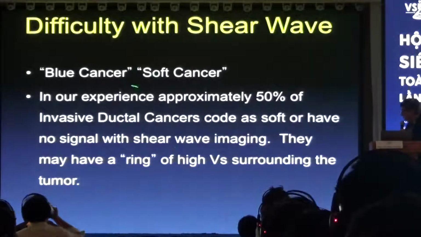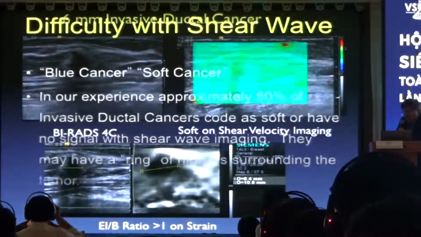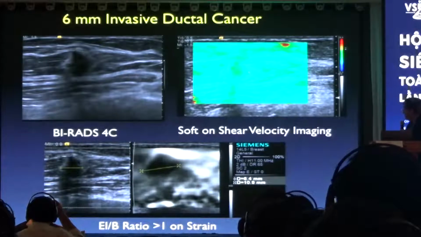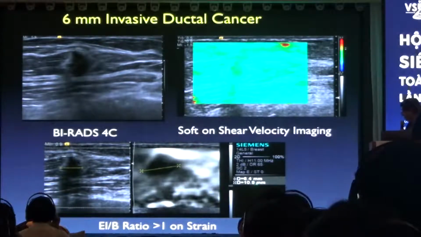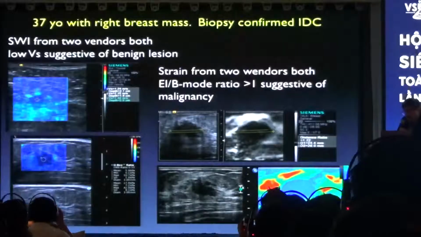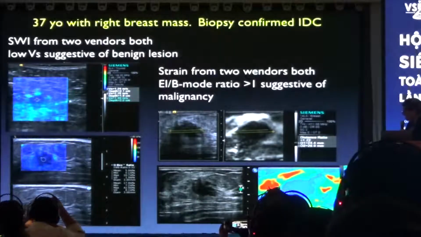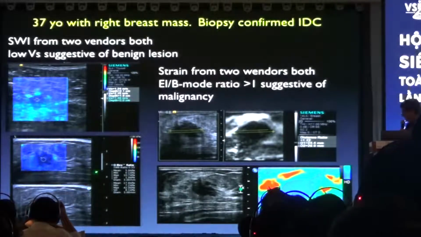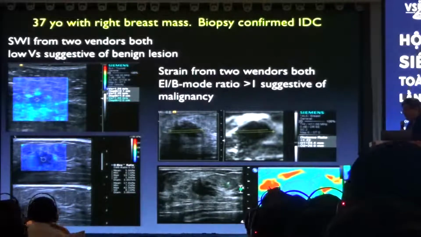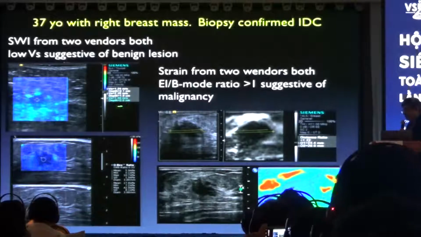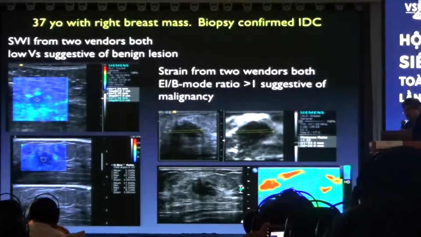And you may see a ring around the lesion, which is a clue. But here's an example, an invasive ductal cancer. It's soft on shear wave, but it's obviously very positive on strain. Some other examples, and again, every shear wave system does the same thing. There's no difference between the vendors, and all of the strain systems say it's positive. So it's not a problem with the vendor, it's a problem with the pathology, the histology of the lesion.